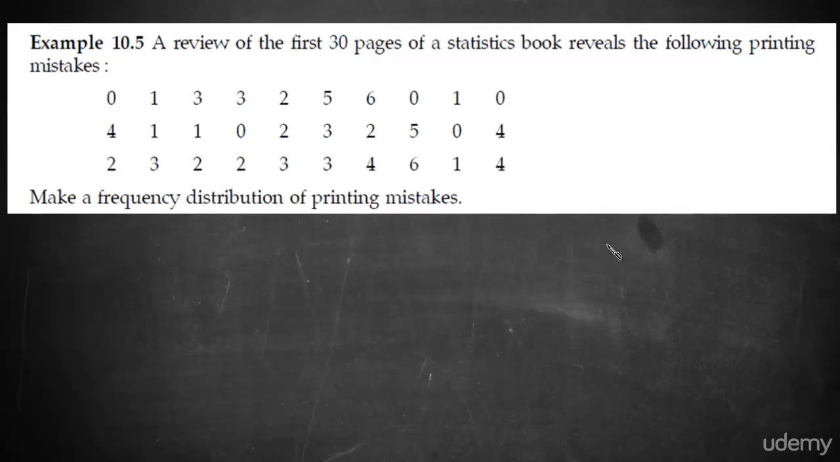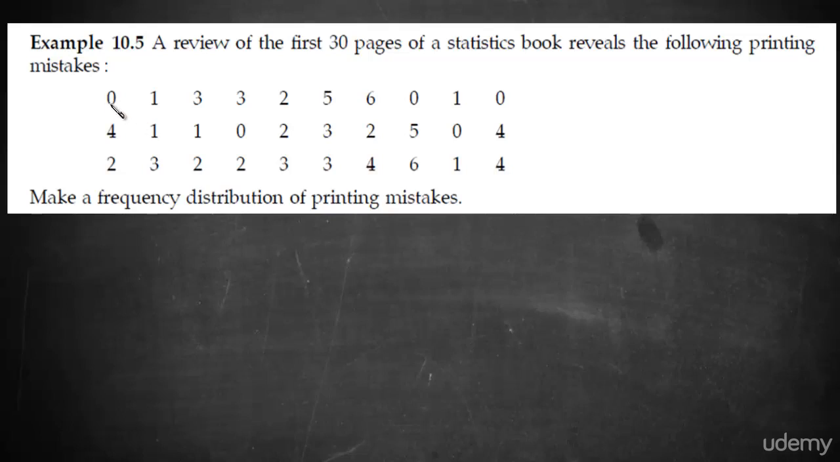Let us take the next example to understand frequency distribution. We have example number 10.5. A review of the first 30 pages of a statistics book reveals the following printing mistakes. So this is for the first 30 pages, say for the first 10, 20 and 30.